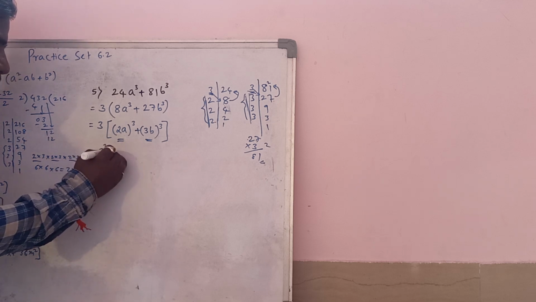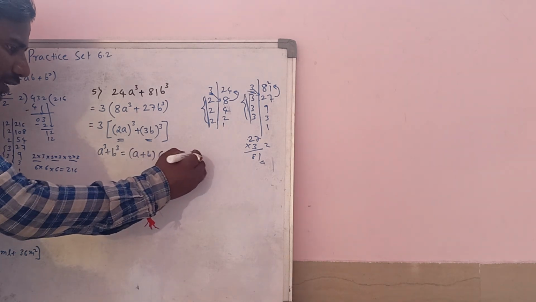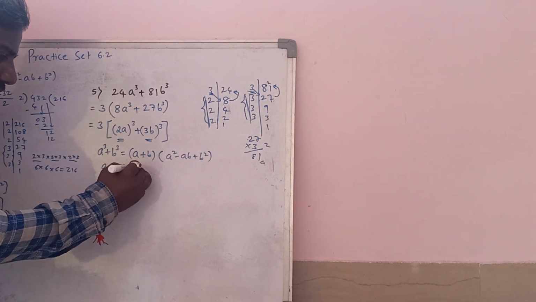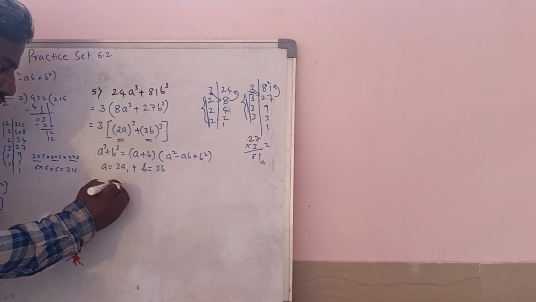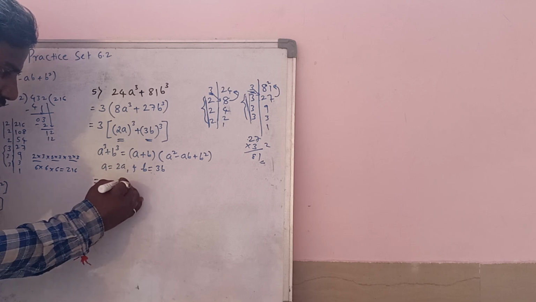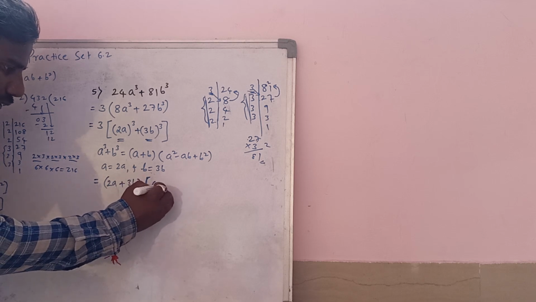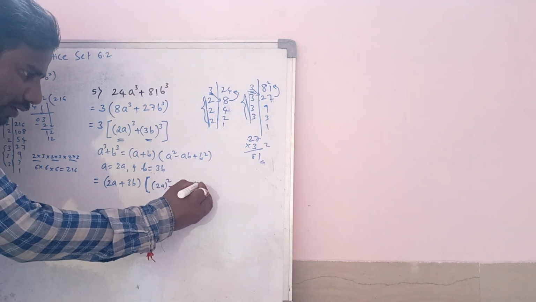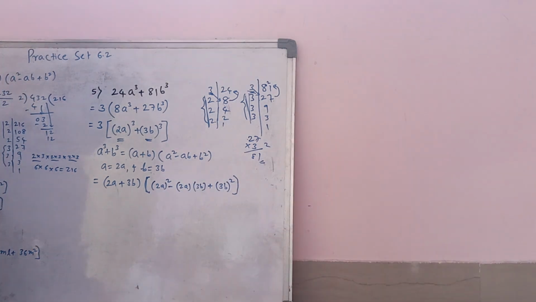What is the formula? a cube plus b cube is equal to a plus b into a square minus ab plus b square. In terms of a, what is here? 2a. In terms of b, it is 3b. Now substitute these values in this formula. So now a value is 2a plus b value is 3b, into a square, 2a whole square, minus ab, a is 2a, b is 3b, plus b square, 3b whole square. Any doubt in this? Nothing.